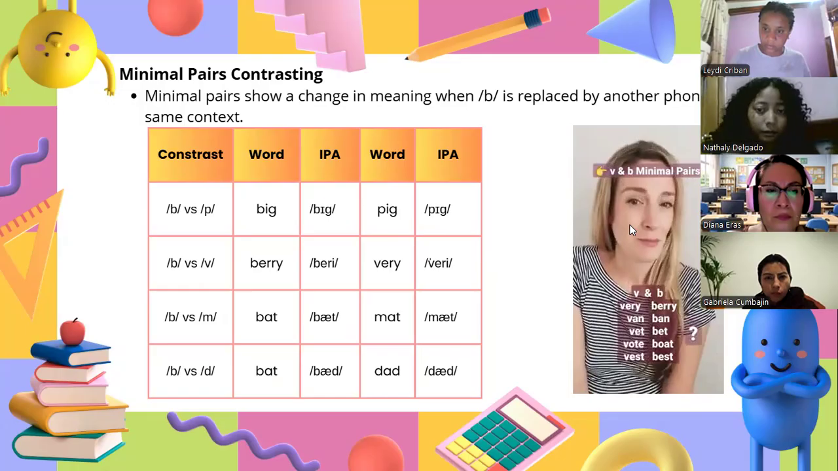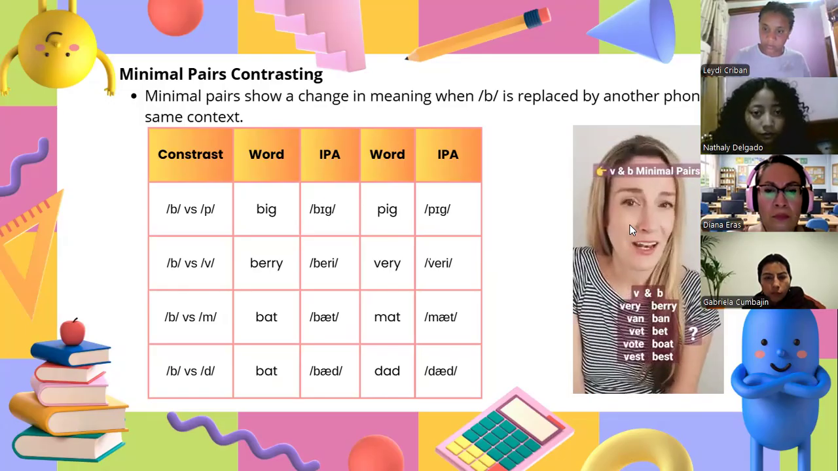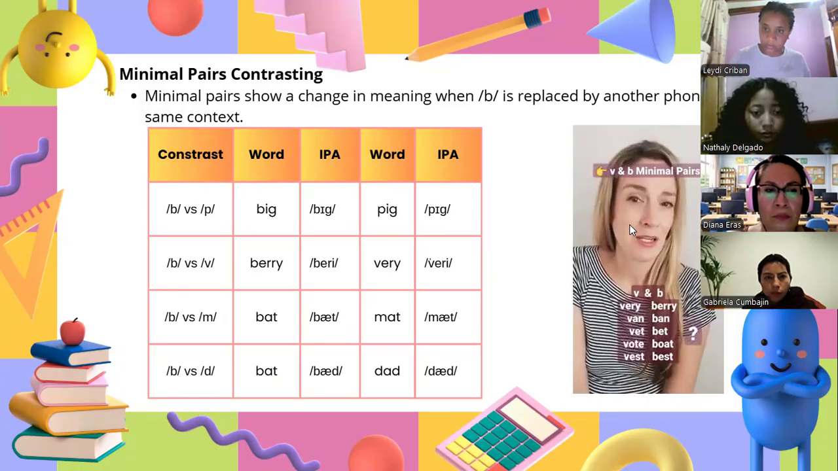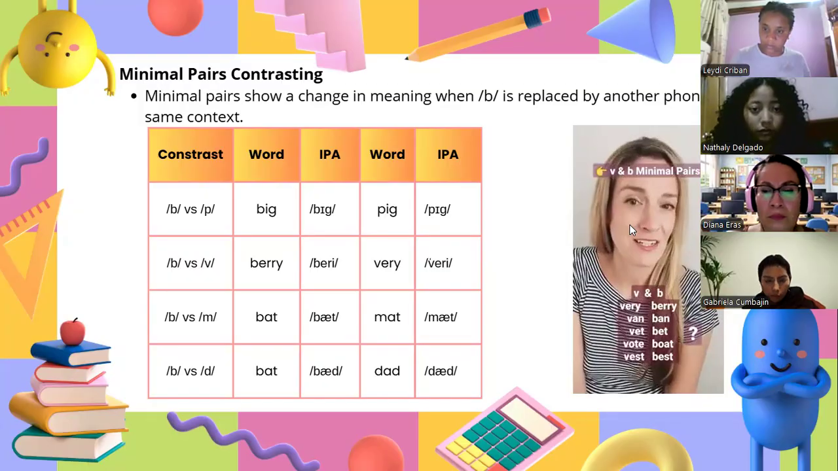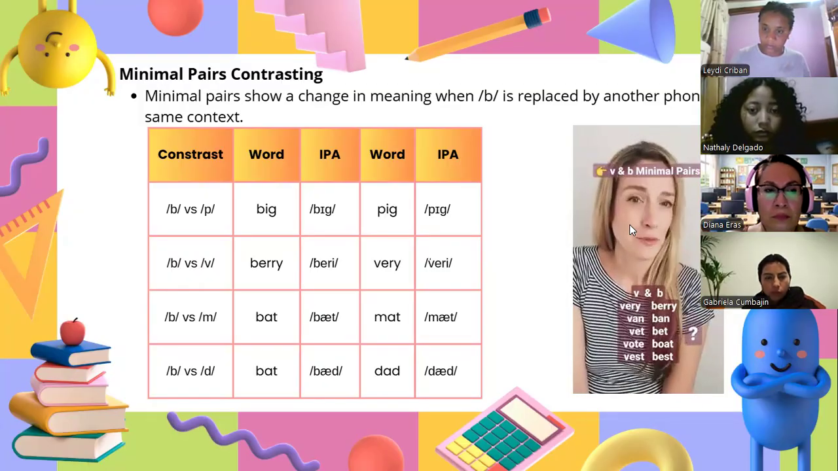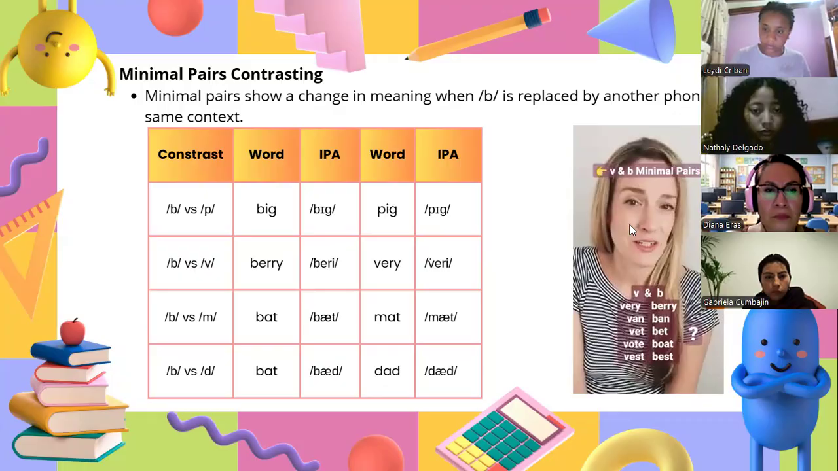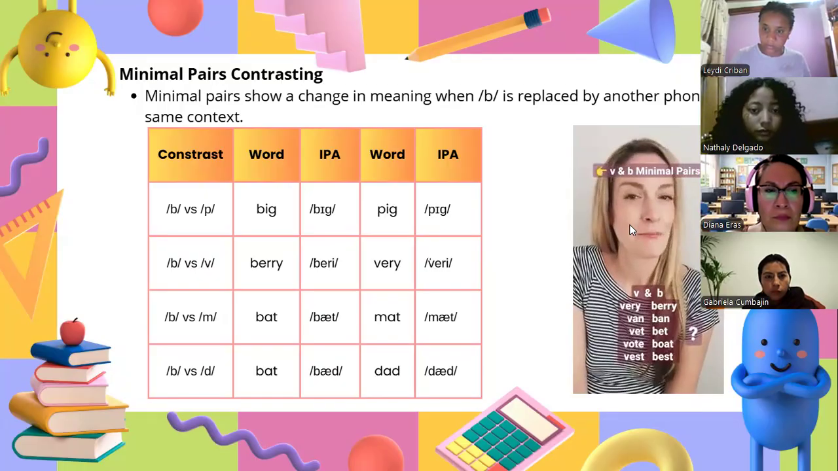Number 2, van. Number 3, vet. Number 4, vote. And number 5, best.